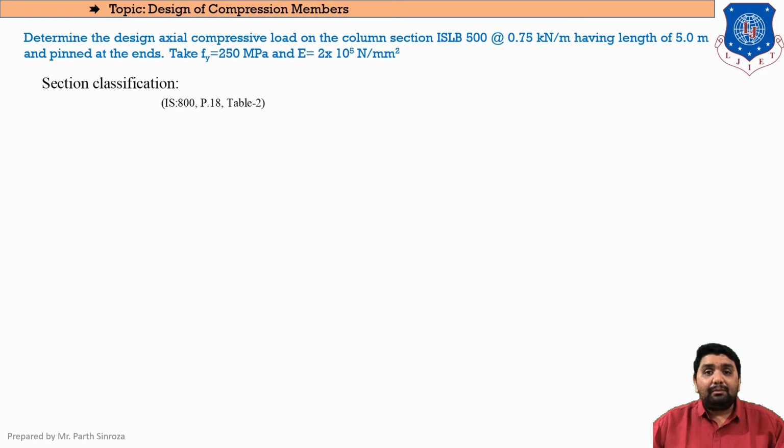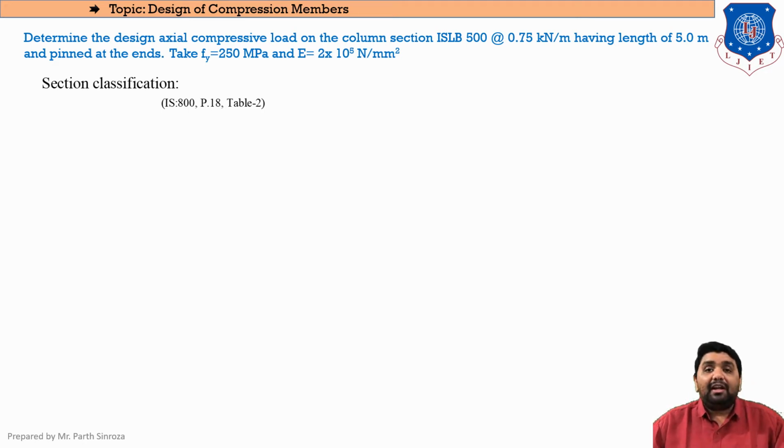Now the first thing will be to find a section classification. Section classification is a must, whether it will be a strut or a column. Clear? Here also we need to prove that the section is classified or not. If the section is classified, then we will always substitute AG equal to AE. And if the section is not classified, then we need to find our effective area using different parameters. So first we will be seeing that.